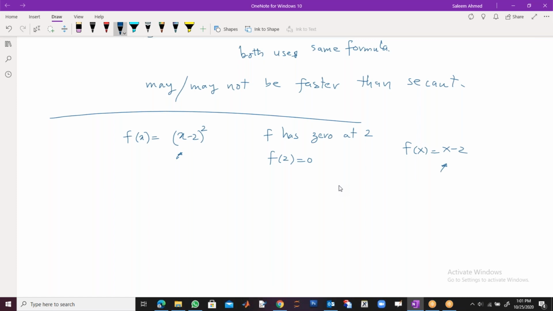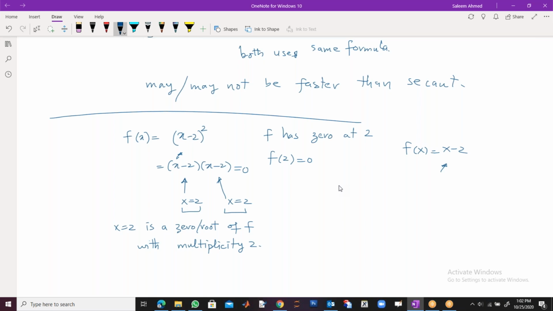But here there are two factors. Square means two factors: one is x minus 2, another factor is also x minus 2. So if I put this function equal to 0, I get 2 from here and 2 from here. So it is the same root repeated twice. So we say that x equal to 2 is a zero, or we say root as well, a root of f(x) with multiplicity 2.